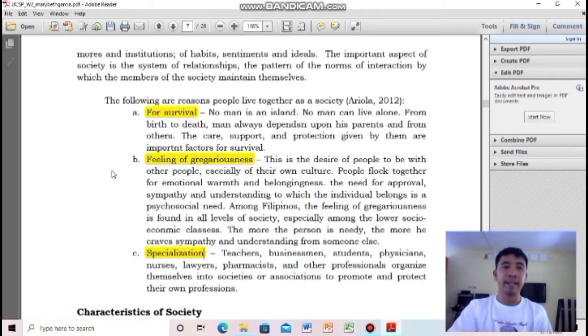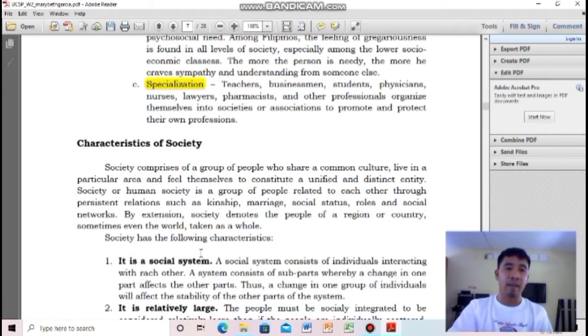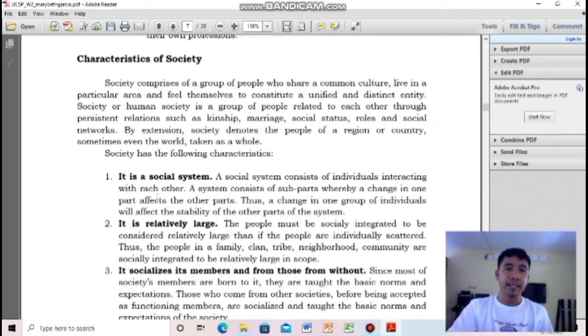Okay, so those are the three reasons for people living together as a society. Again, for survival, feeling of gregariousness, and specialization. Okay, let us proceed to the characteristics of society. So, number one, it is a social system.